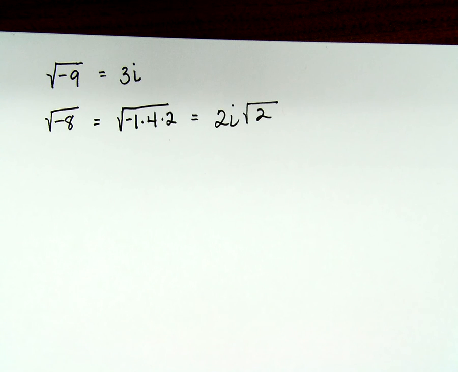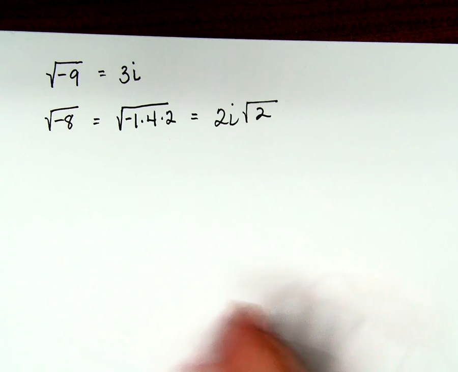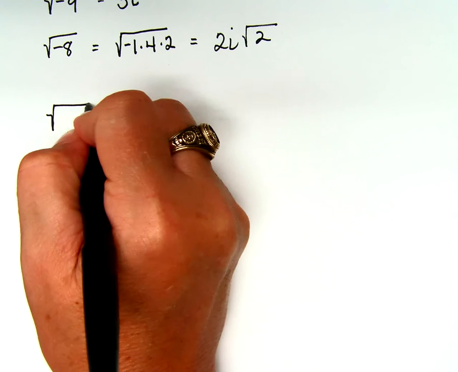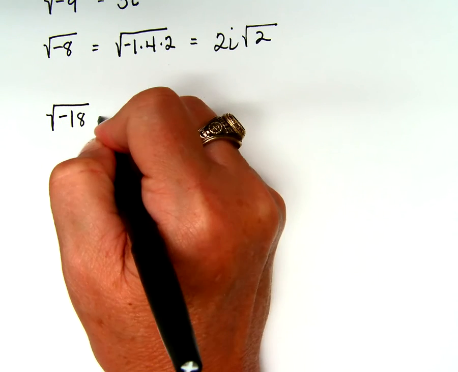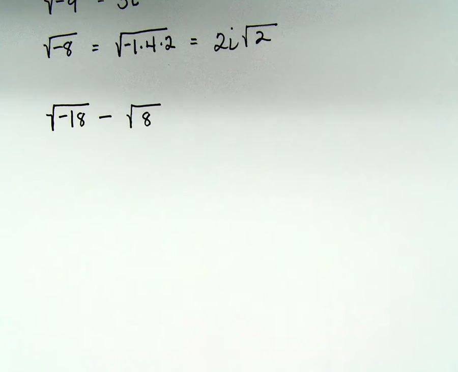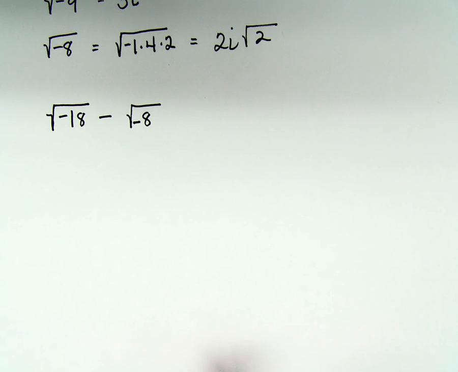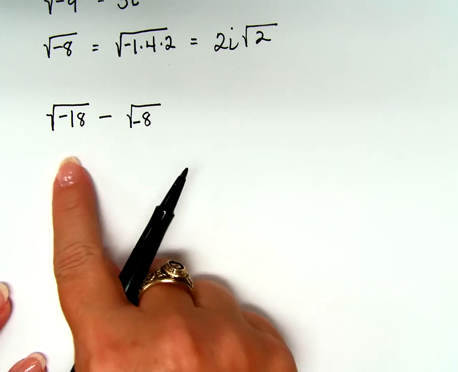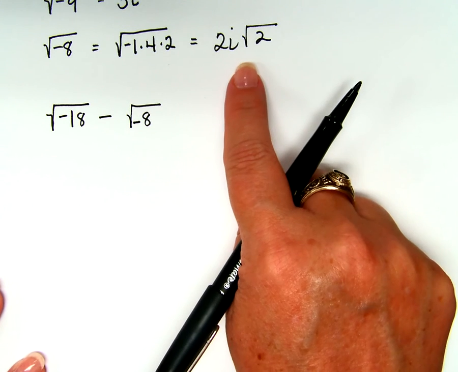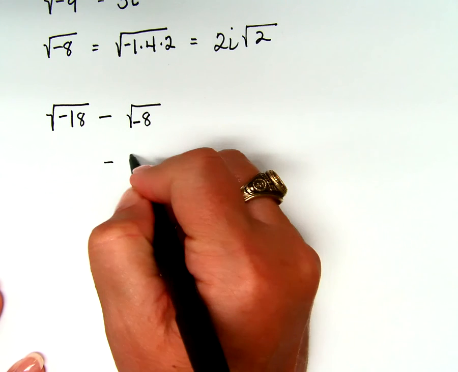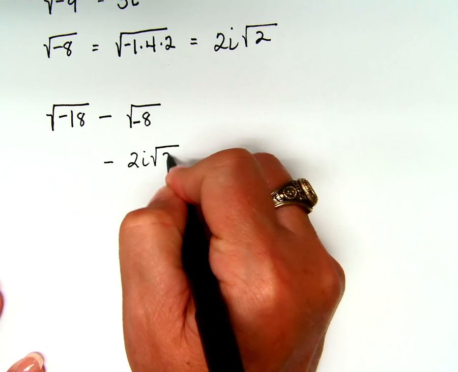Okay? Because what you're going to be asked to do is a problem like this. The square root of negative 18 minus the square root of negative 8. Can you do that right now? Sorry, you can't do it in the form that it is in right now, right? The only time you can subtract is when they have the same square root. Okay? So let's see if we can simplify either of these. Well, we already know what this one is because we just did it right up here, right? That's really 2i times the square root of 2.